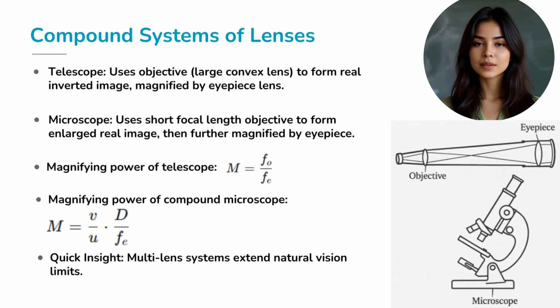On the other hand, a compound microscope uses a short focal length objective lens to form an enlarged real image, and then the eyepiece magnifies it further. Its magnifying power is given by M equals V divided by U multiplied by D divided by FE, where V and U are image and object distances, D is the least distance of distinct vision, and FE is the focal length of the eyepiece.